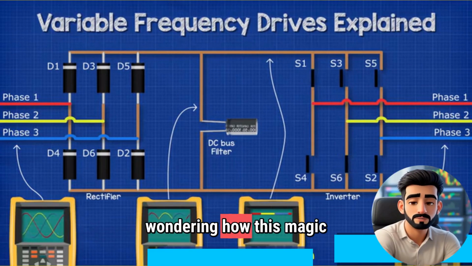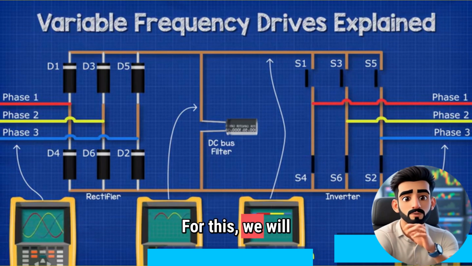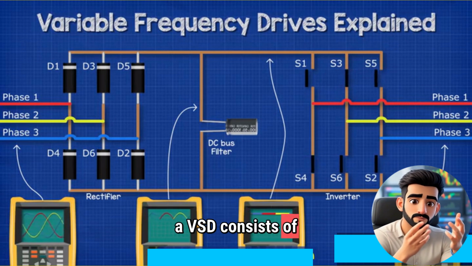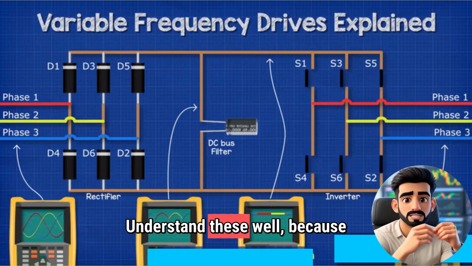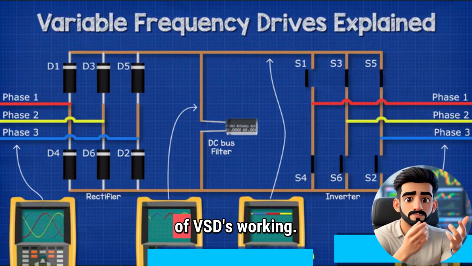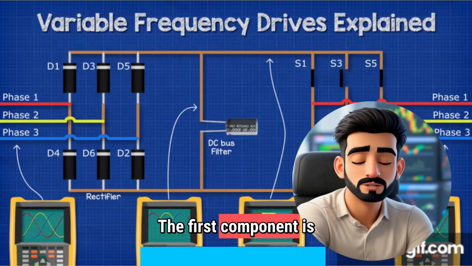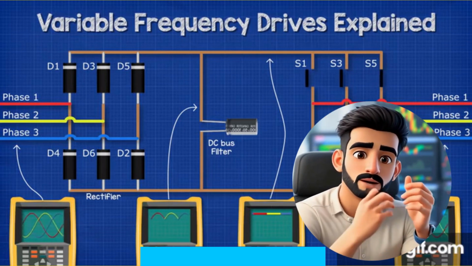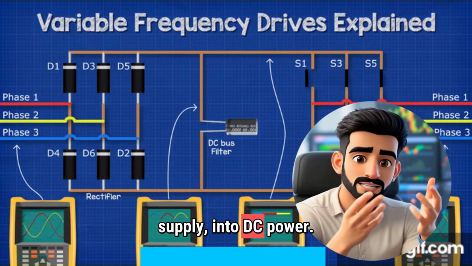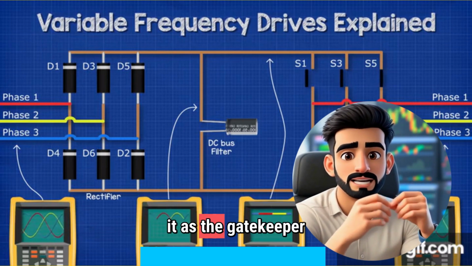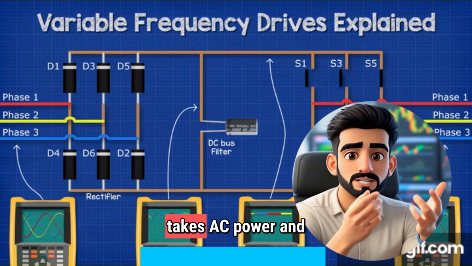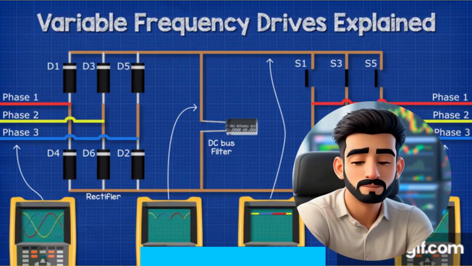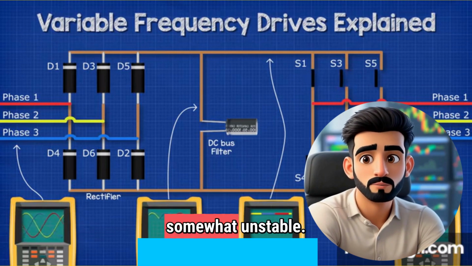Now you might be wondering how this magic happens. For this, we will have to look inside the VSD. A complete setup of a VSD consists of four main components. Understand these well, because they form the foundation of VSD's working. The first component is the rectifier. Its job is to convert incoming AC power, which comes from our supply, into DC power. You can think of it as the gatekeeper of the VSD, which takes AC power and converts it into a different form, namely DC.